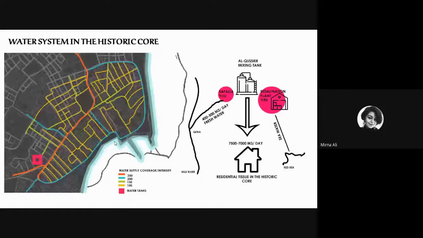So this is the water system in the historic core. We have the desalination plant. The water comes from Safaga 10% and from the desalination plant 90%. And the water they get from wells. They don't get it from the sea. And as Priya mentioned, this is how the water cycle goes. Please, next.